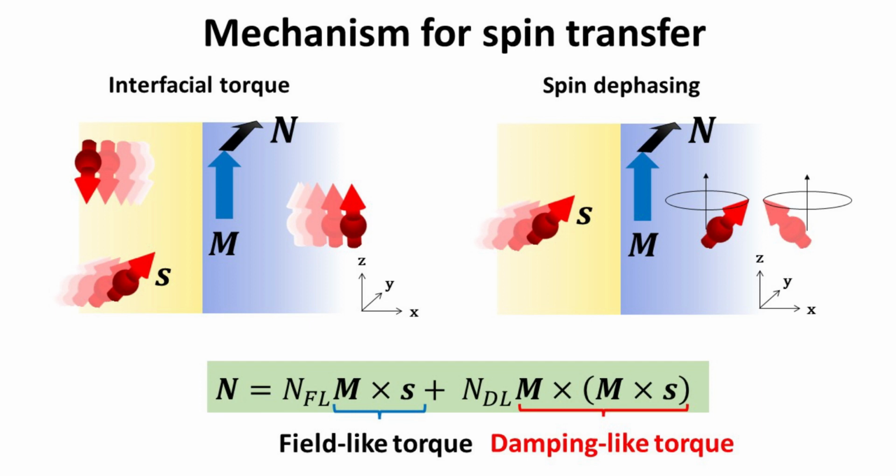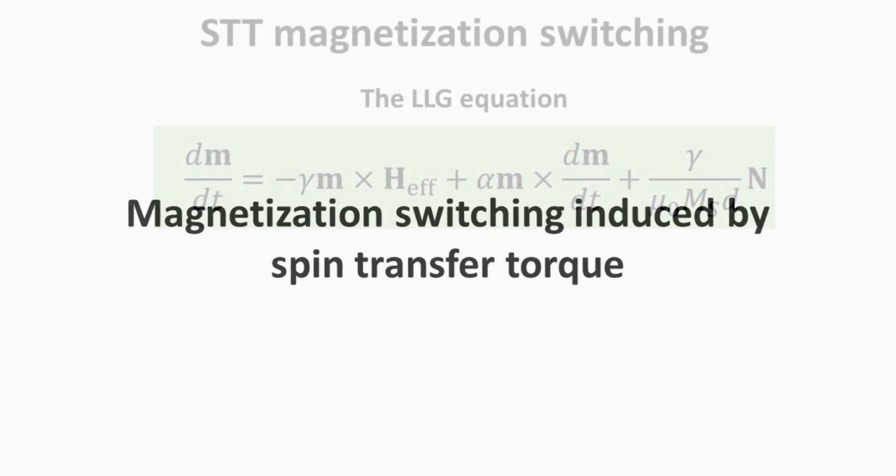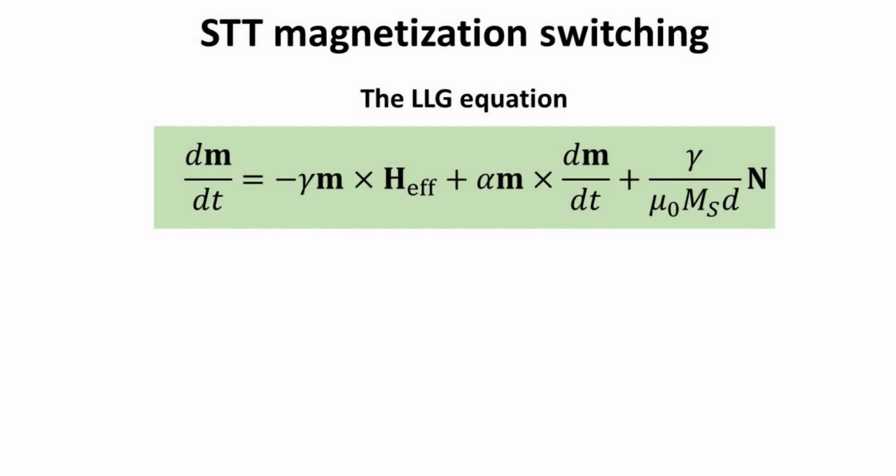Let's investigate its impact on the magnetization dynamics. Part 3. Magnetization switching induced by spin transfer torque. Our starting point is the LLG equation. For an overview on the LLG and magnetization dynamics, we refer you to our previous video on the topic.